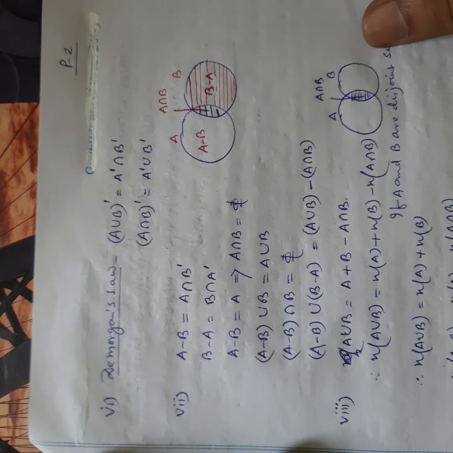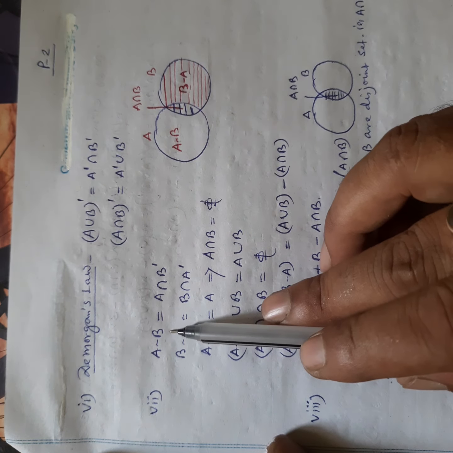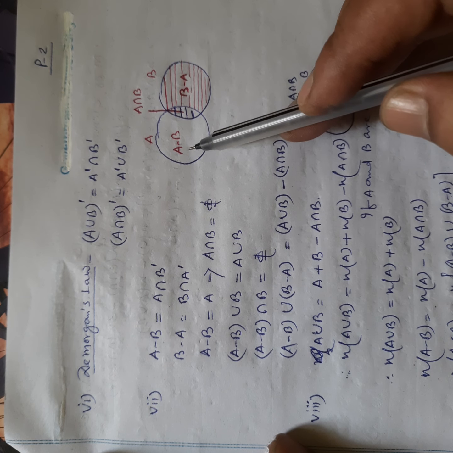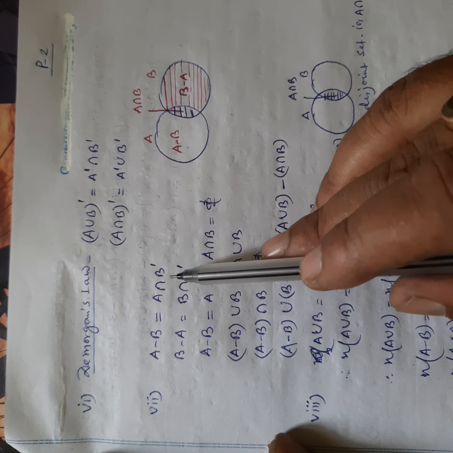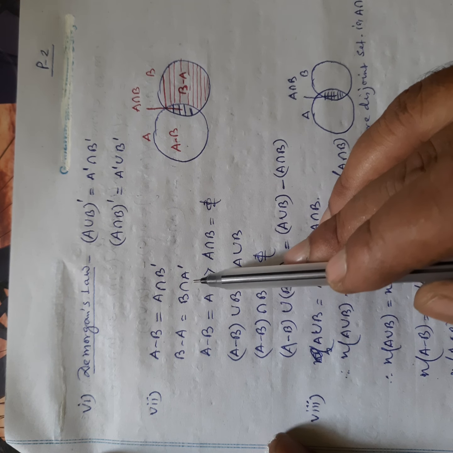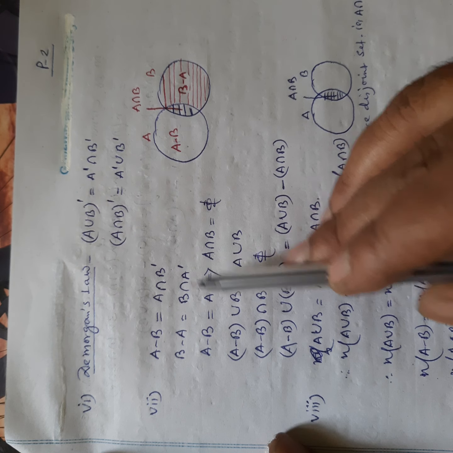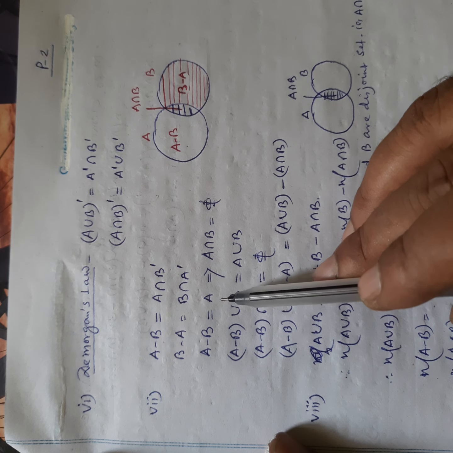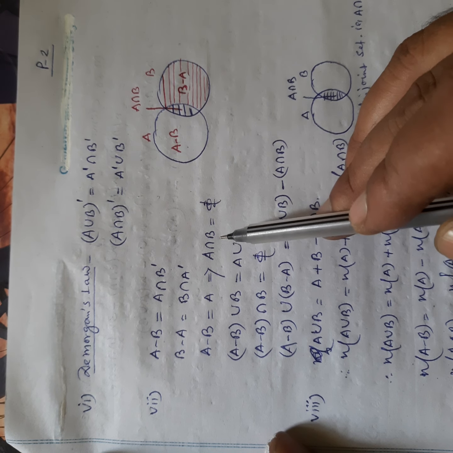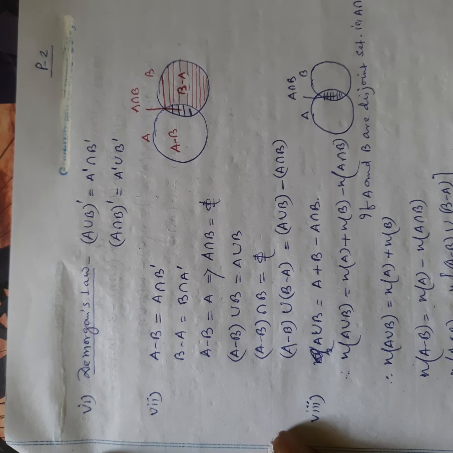A minus B from the Venn diagram: A minus B equals A intersection B complement. B minus A equals B intersection A complement. If A minus B equals A, this implies that A intersection B equals the null set.